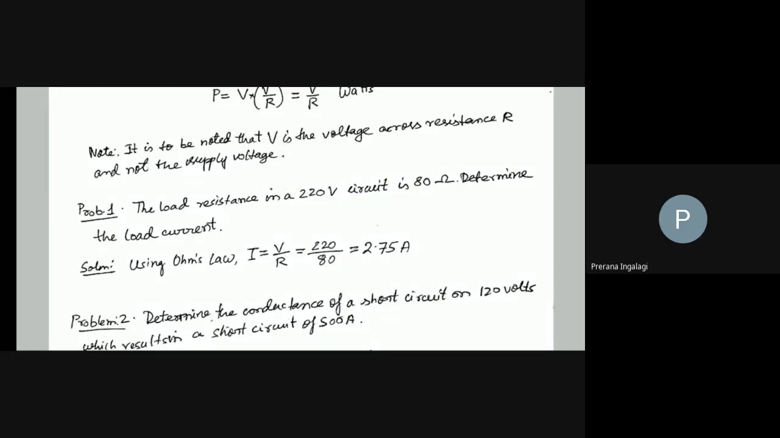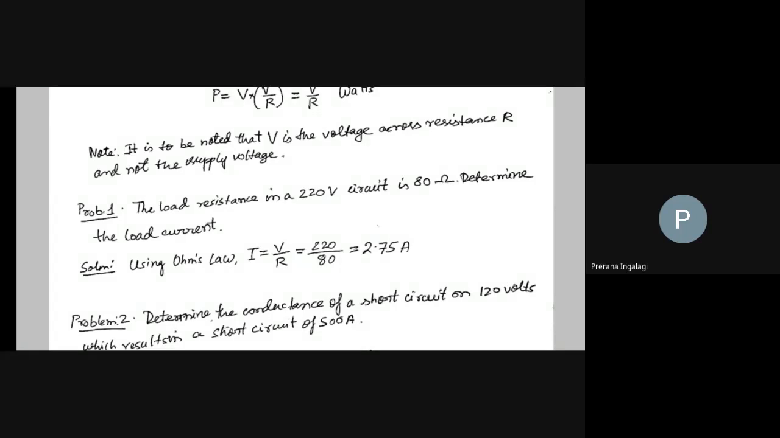Determine the conductance of a short circuit on 120 volts which results in a short circuit current of 500 ampere. So here they require conductance. Don't worry about short circuit or anything. Just see the values and what the units are. You will get the parameters. So first thing that they have required is conductance. They have given V, they have given I.